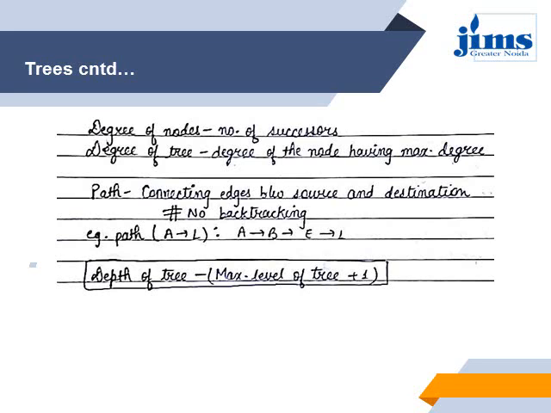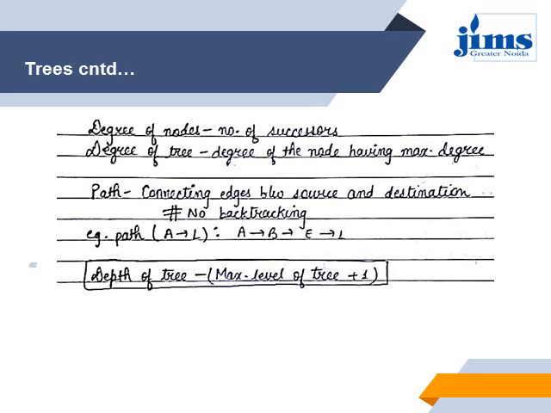So what is the degree of a node? When I am talking about the degree of a node, I am talking about the number of successors. That means how many successors or how many child nodes are present for a particular node. Now the degree of a tree tells me the degree of the node having the maximum degree. Like suppose in our example, there is a node which has two child nodes, and another node which has three child nodes, and another node which has five child nodes. So the degree of a node will be 2, 3 or 5, whereas the degree of the tree will be 5 because that is the maximum degree any node can have in that particular tree.